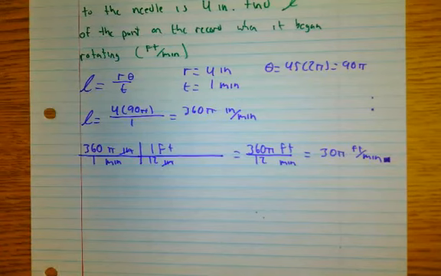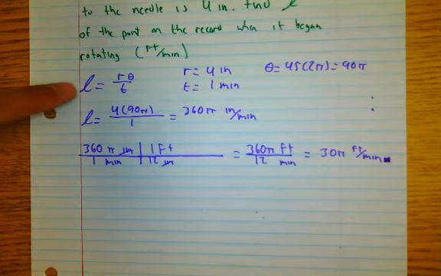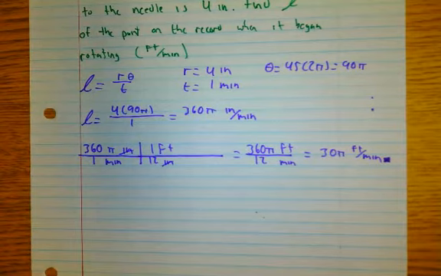Okay, so here's what we know. We have to use this formula: linear speed equals r theta over time. I knew that my radius was 4 inches. The time was 1 minute. And to find your theta, you needed to know the number of revolutions.